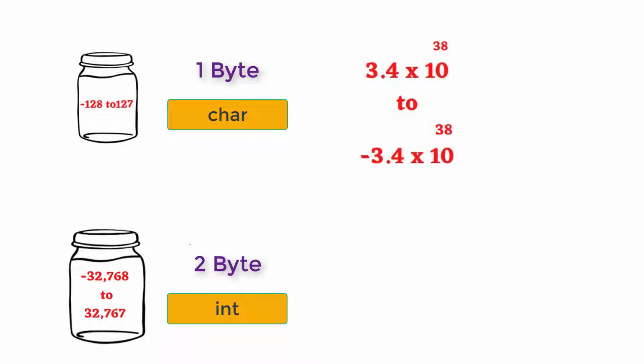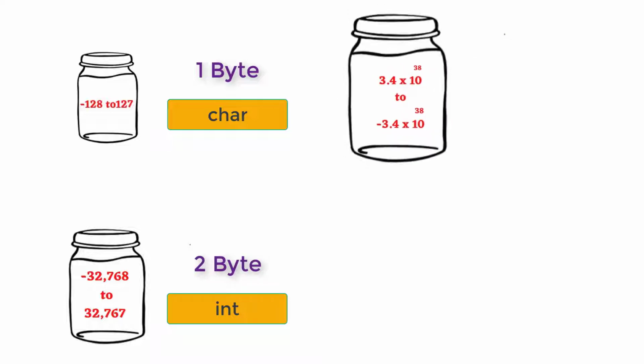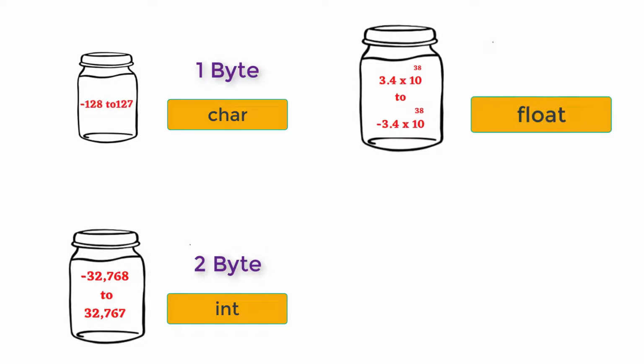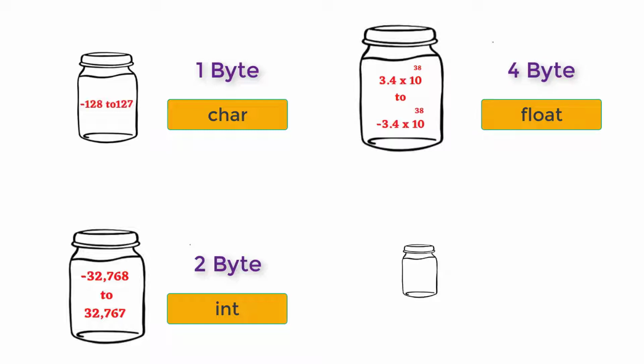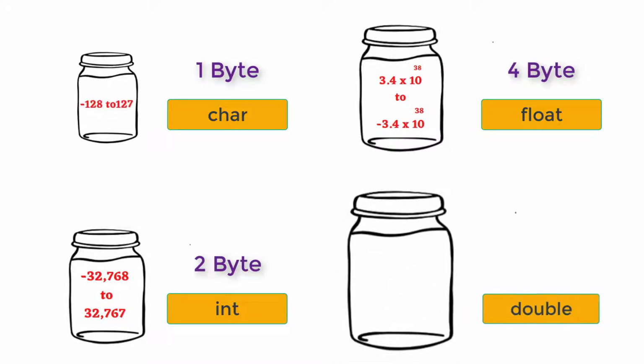And if we have a data of floating point numbers, or numbers with decimal point in this range, then we would take a variable of float data type. And they are of size 4 byte. And in case of bigger decimal numbers, we would take a double data type variable. And they are of size 8 byte.